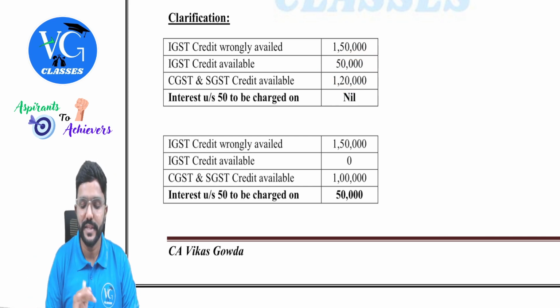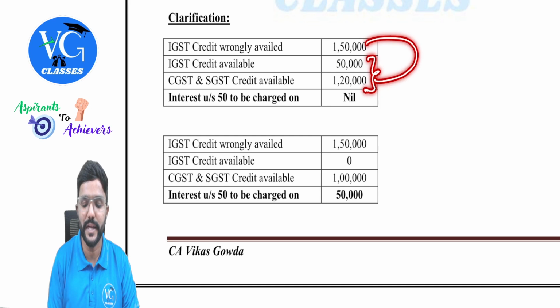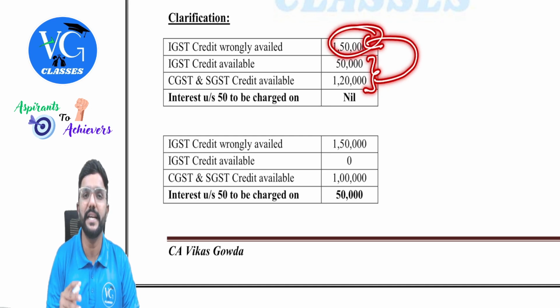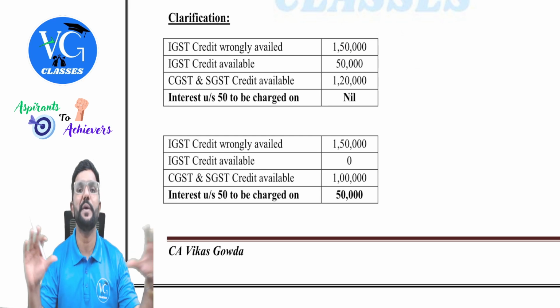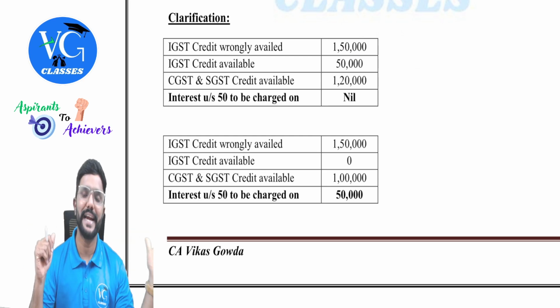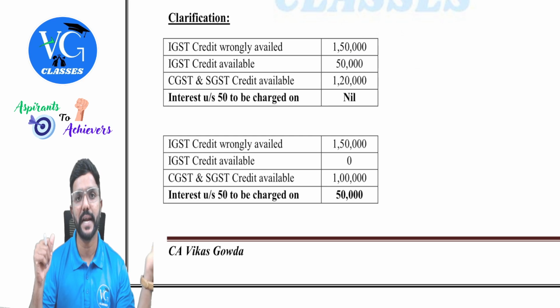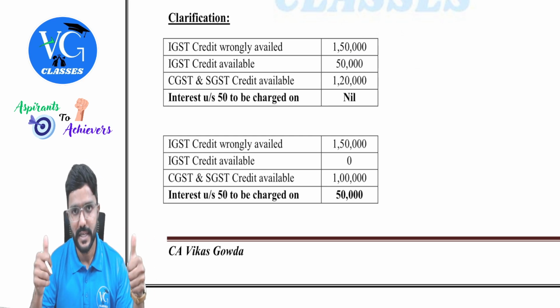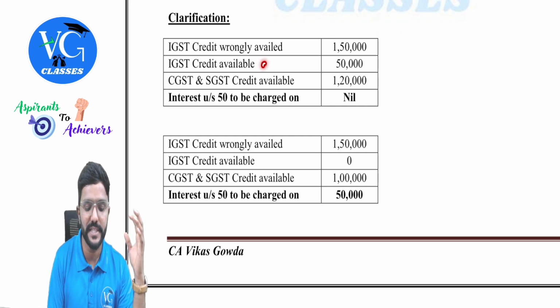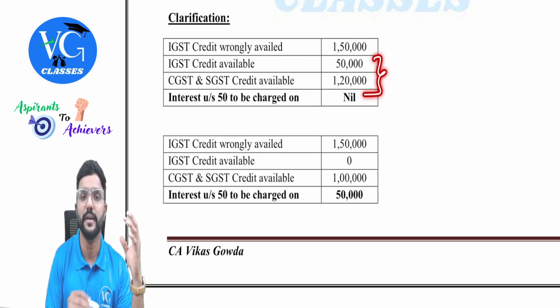Yes, sir. So in that case, they are telling, if the aggregate amount of credit lying in the electronic credit ledger is more than or equal to the IGST credit which is wrongly utilized, then no interest on it, because I had enough credit in my electronic credit ledger, guys. Is that clear? So in that case, should we consider only IGST credit or even CGST and SGST credit? We should consider the aggregate.